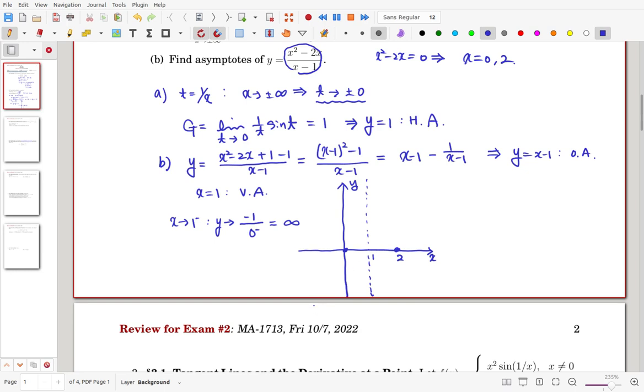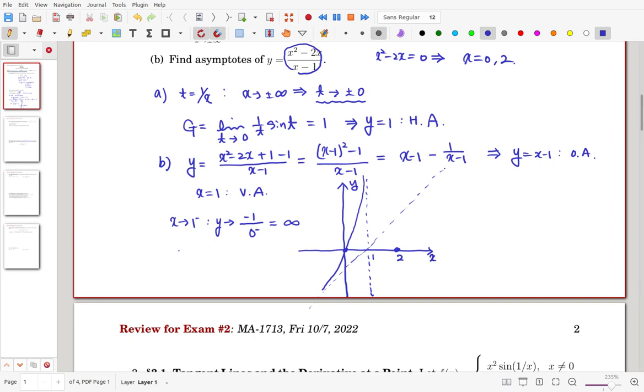And as x becomes large or small, it follows this oblique asymptote. So coming down from infinity and passing this point, it goes down and then approaches that oblique asymptote.